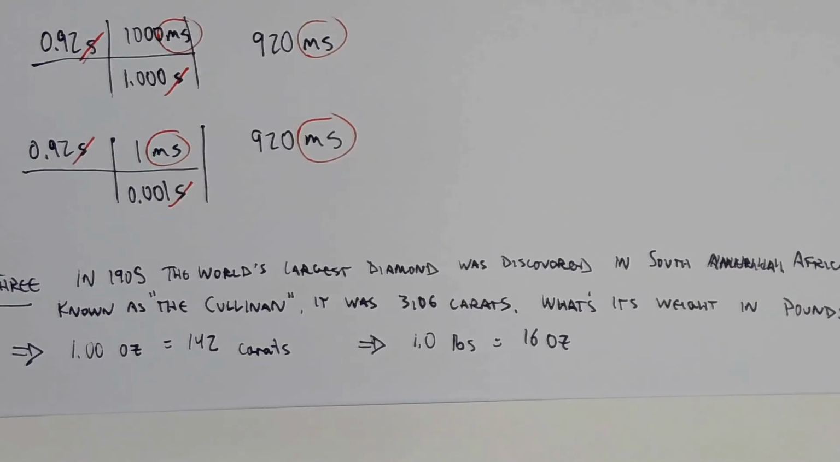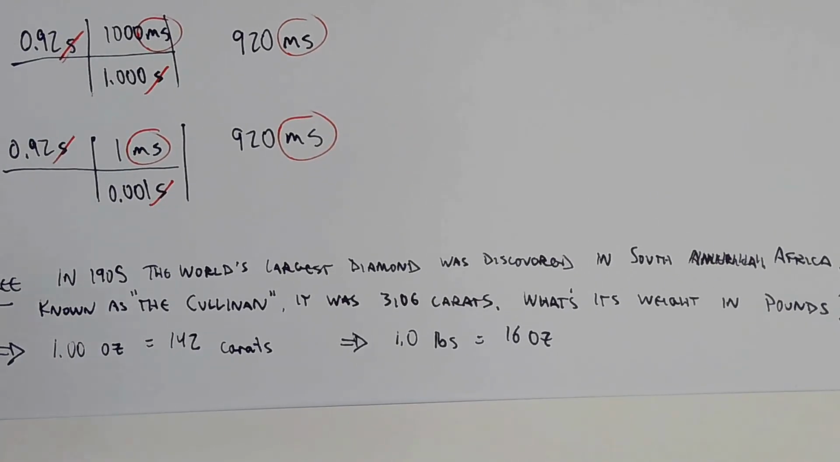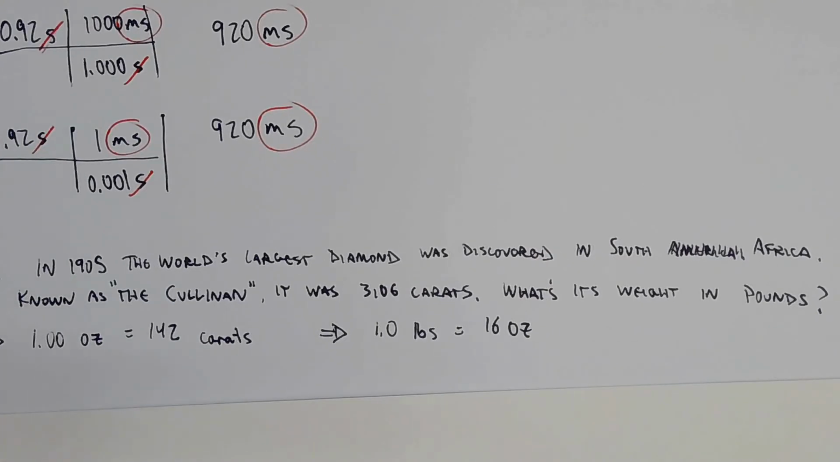All right, example 3. The world's largest diamond was discovered in South Africa, known as the, I don't know, Cullinan, I'm not sure. And that was 3,106 carats. We're interested in what its weight is in pounds. So if you happen to have in your house a 3,106 carat diamond, how much is that going to weigh in pounds?